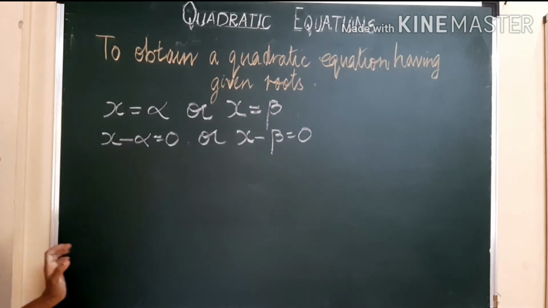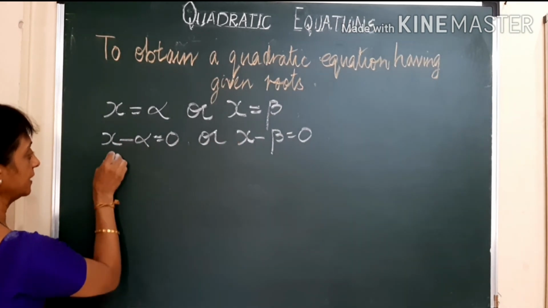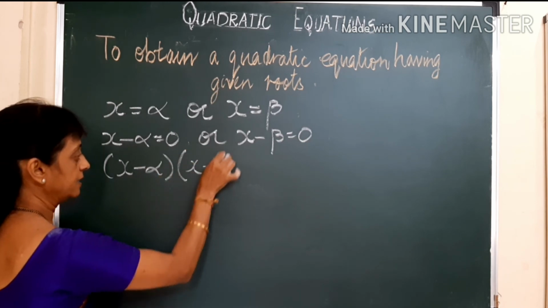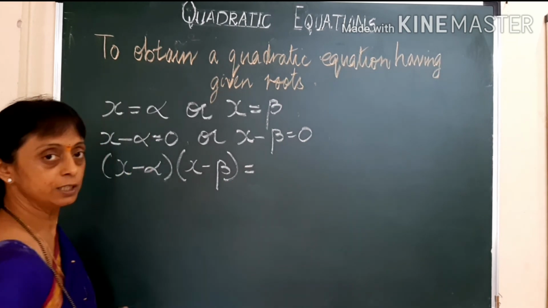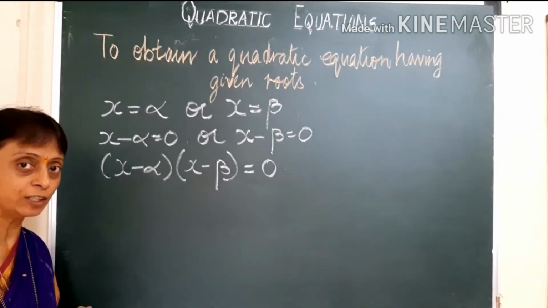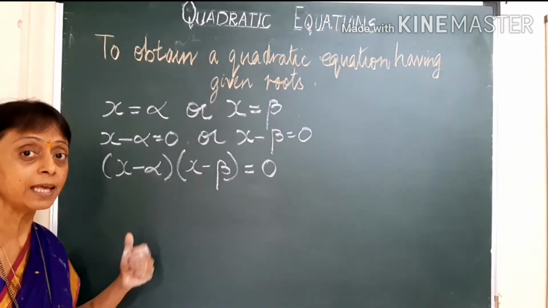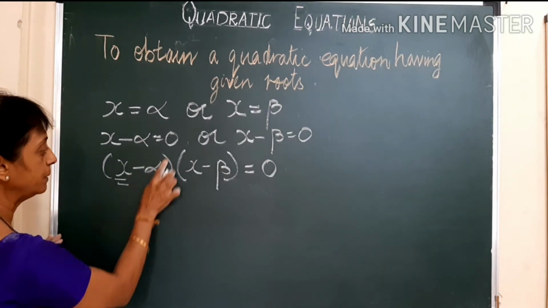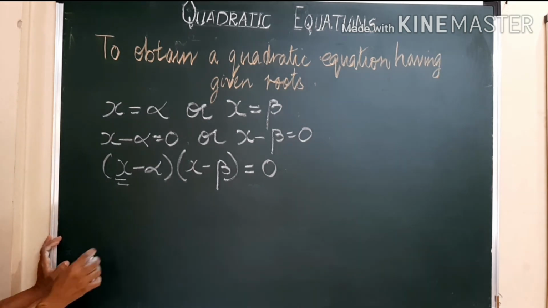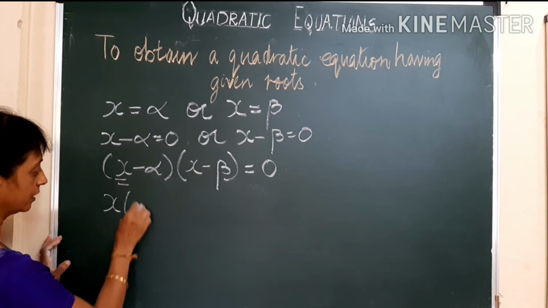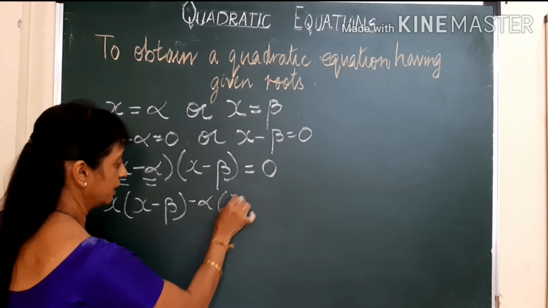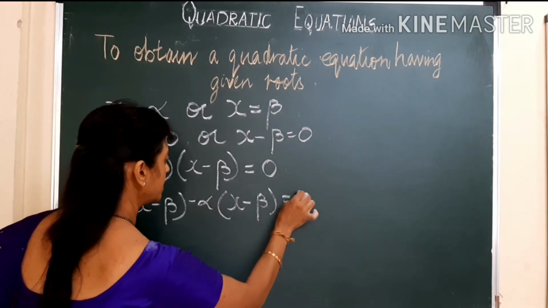Take the product of both the terms. So what do you get? Left hand side, x minus alpha into x minus beta, which will be equal to 0. On the right hand side, open the bracket, children. We know how to multiply binomials. What do we do, children? Split up one bracket and unsplit the other and take the product. So x into x minus beta minus alpha into x minus beta, which is equal to 0.